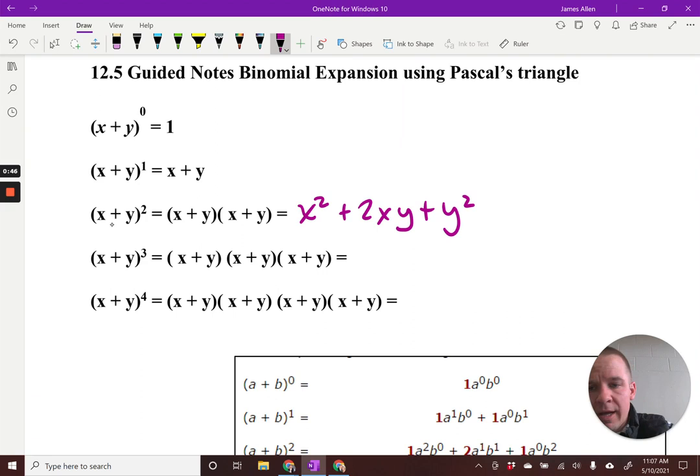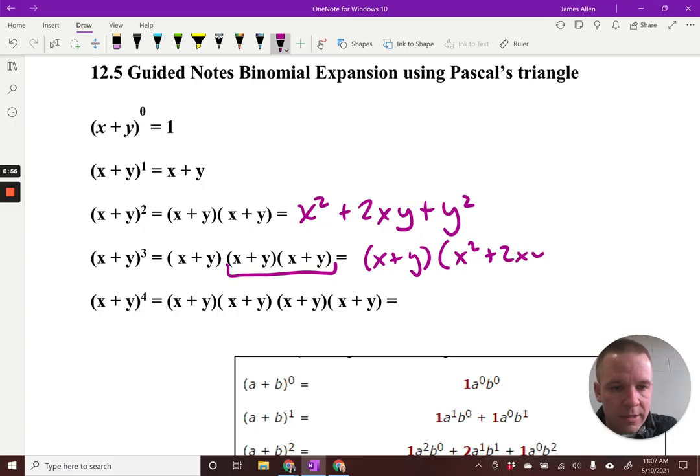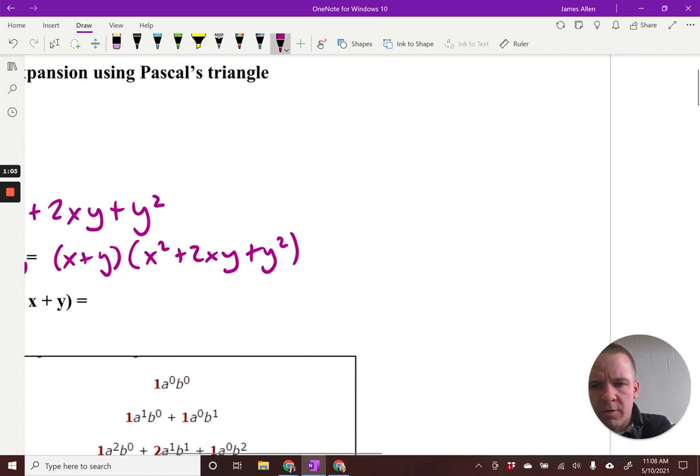Next one. Well, I know that these two together are what we had prior. So I'd really have x plus y times x squared plus 2xy plus y squared. So let's continue by distributing, right? I need a little more room here. I'll pop up here. There we go.